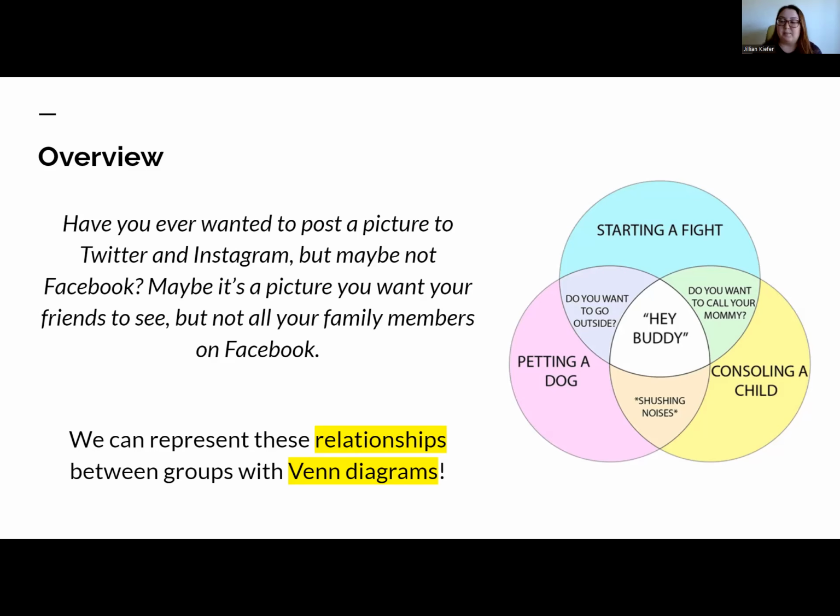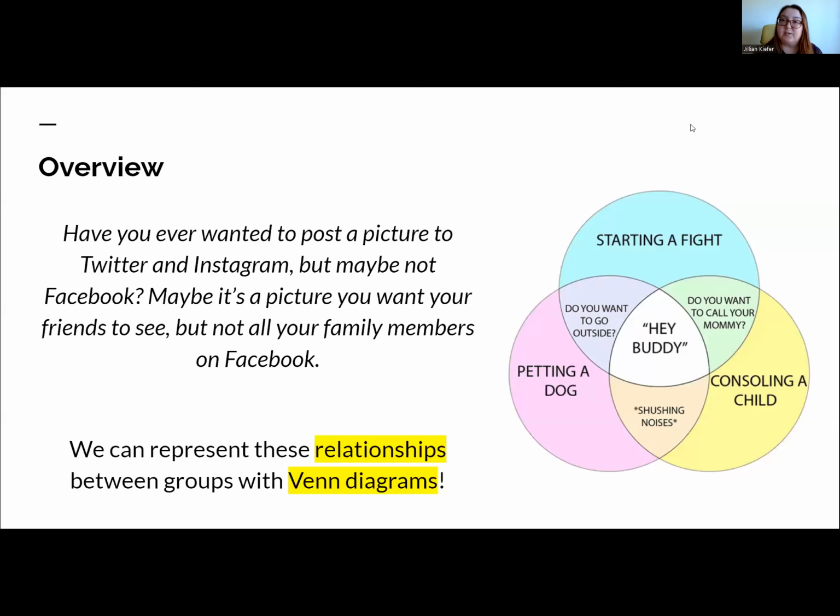So as another example, we have a picture here. We have three different sets. We have starting a fight, petting a dog, and consoling a child. We see that certain sets share certain elements. So between starting a fight and petting a dog, you can ask the question, do you want to go outside? Depending on how you say it, it could be included in either one of those sets.